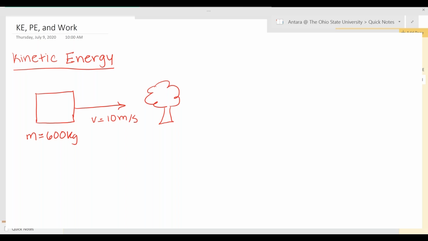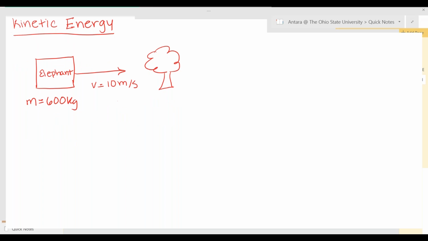First, we want to find the kinetic energy of the elephant. I'm just going to write elephant just to know. And we also have, in the other scenario, the cannonball moving, and we want to find its velocity. The mass of this cannonball is 1 kilogram. And we want to find the velocity of the cannonball if the kinetic energy of the elephant is equal to the kinetic energy of the cannonball.